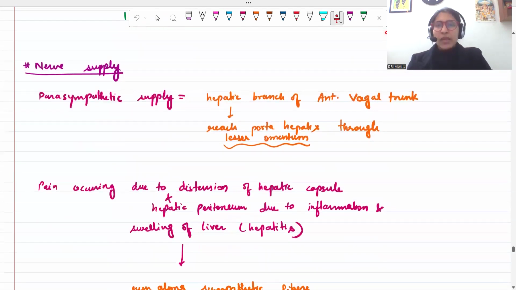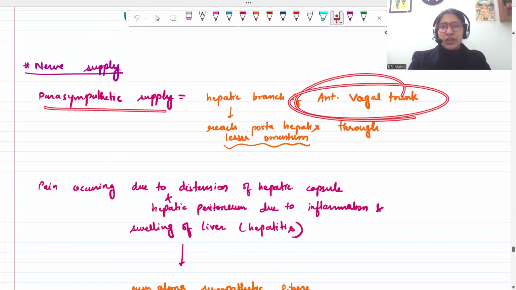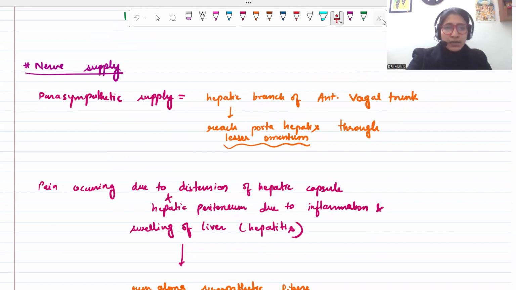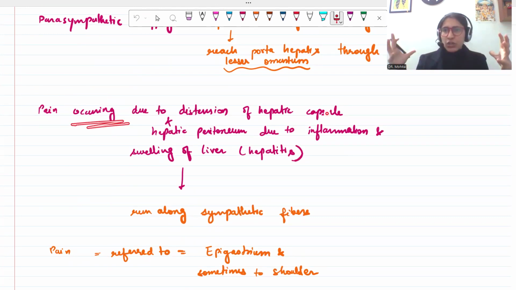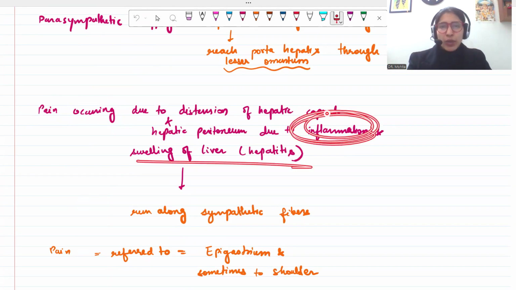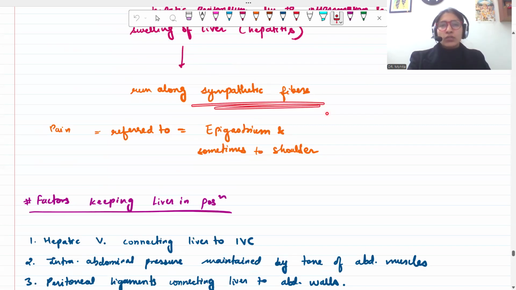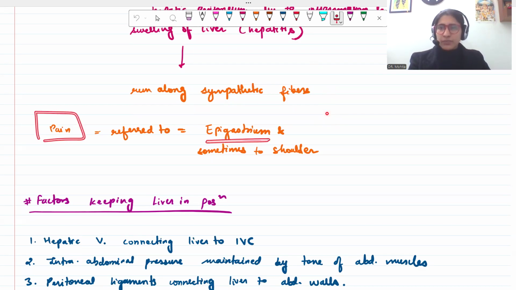Moving on to next, the nerve supply. We have parasympathetic supply from the anterior vagal trunk and the sympathetic supply through which the pain will pass. The pain that is occurring due to distension of the hepatic capsule, hepatic peritoneum, due to inflammation and swelling of the liver, that is hepatitis, runs along the sympathetic fibers that are going through the sympathetic chain, and the pain can be referred to the epigastrium and sometimes to the shoulder also. Got it?